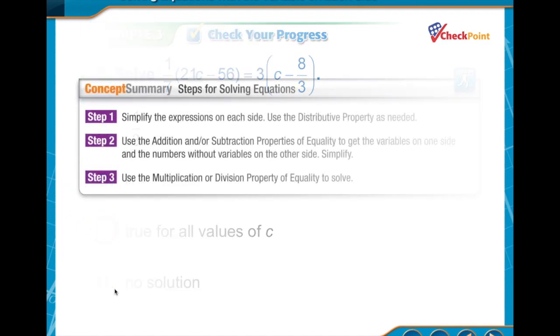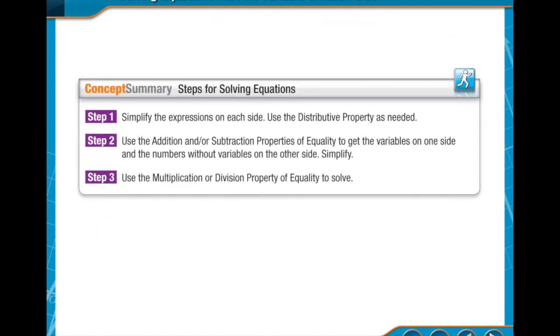There we have it. So these are just an overview of steps for solving equations. We always know we need to distribute first, simplify anything we can. We use those properties we talked about, adding and subtracting. And then the last thing you do is multiply or divide.